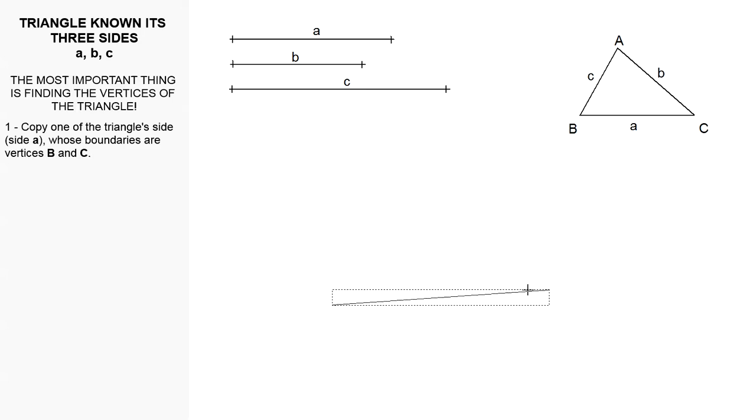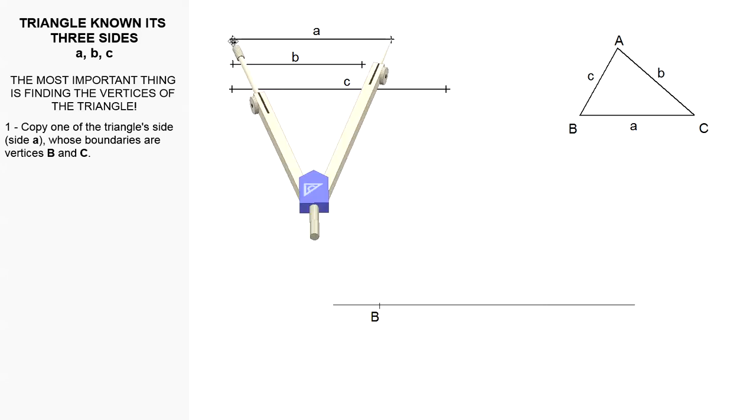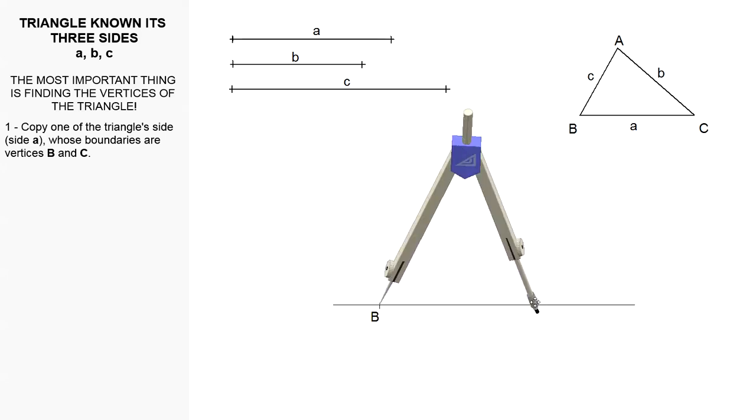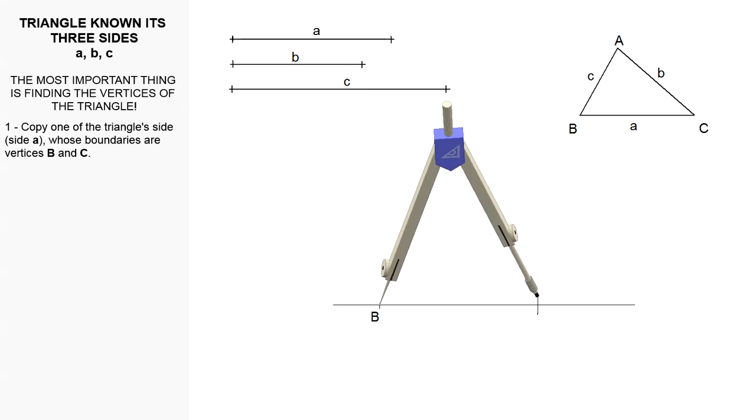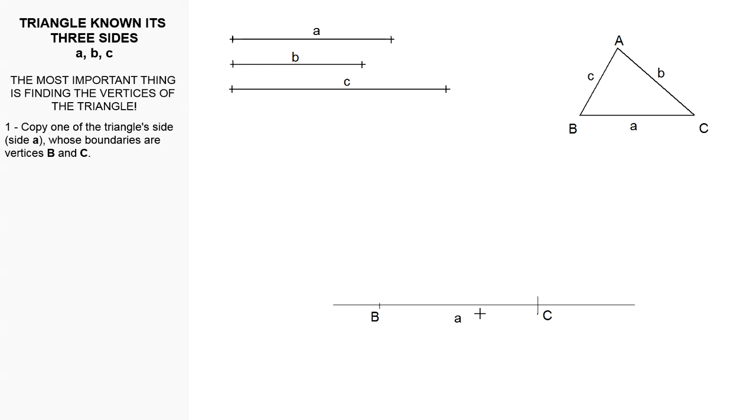Let us draw now the triangle using the data given. We are going to set side A of the triangle on a straight line. We mark a starting point which, looking at the analysis figure, is point B, and we copy the measurement of side A. We get then this point on the straight line, which is point C, being line segment BC, side A of the triangle.